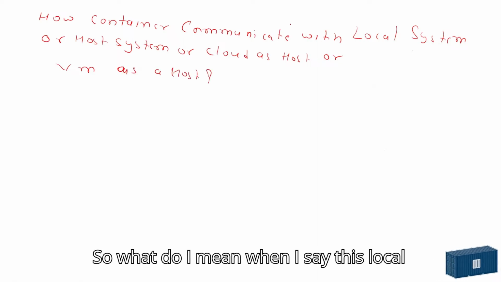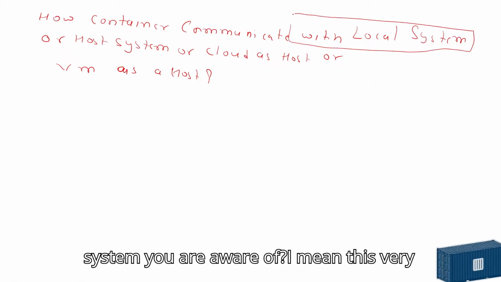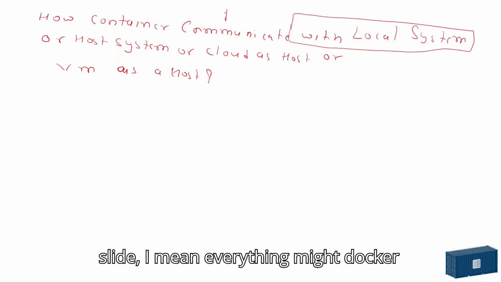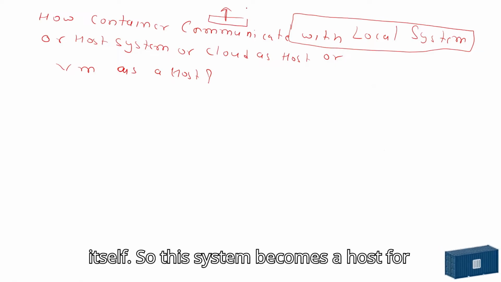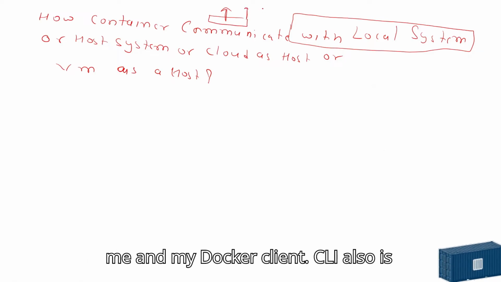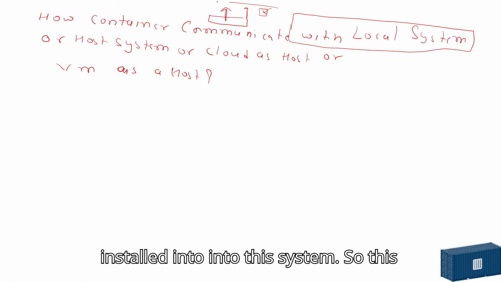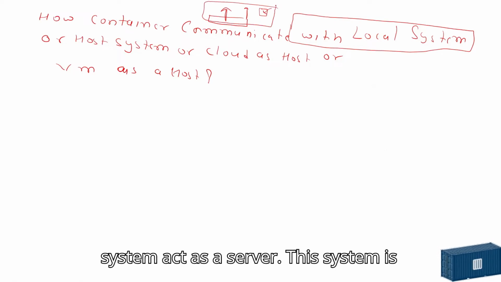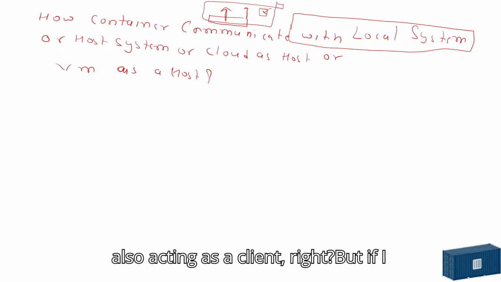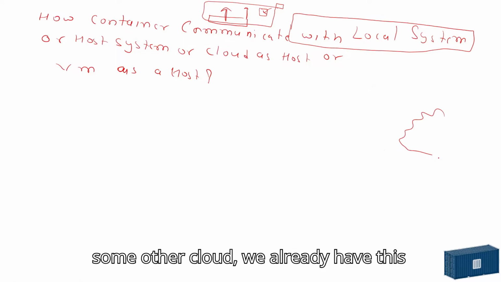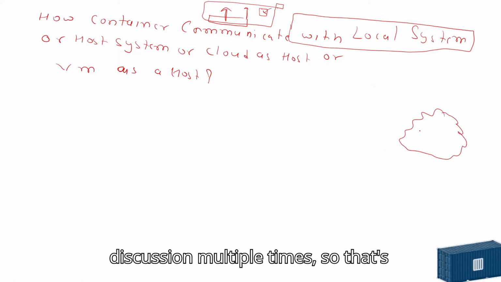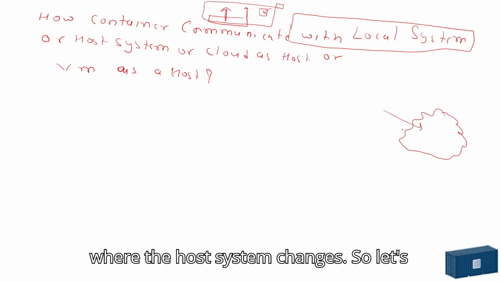So what do I mean when I say this local system you are aware of? I mean this very slide. I mean everything. My Docker engine is installed in this system itself. So this system becomes a host for me, and my Docker client CLI is also installed on this system. So this system acts as a server, and it is also acting as a client. But if I move my server up to some other cloud, we have already discussed this multiple times, that's where the host system changes.